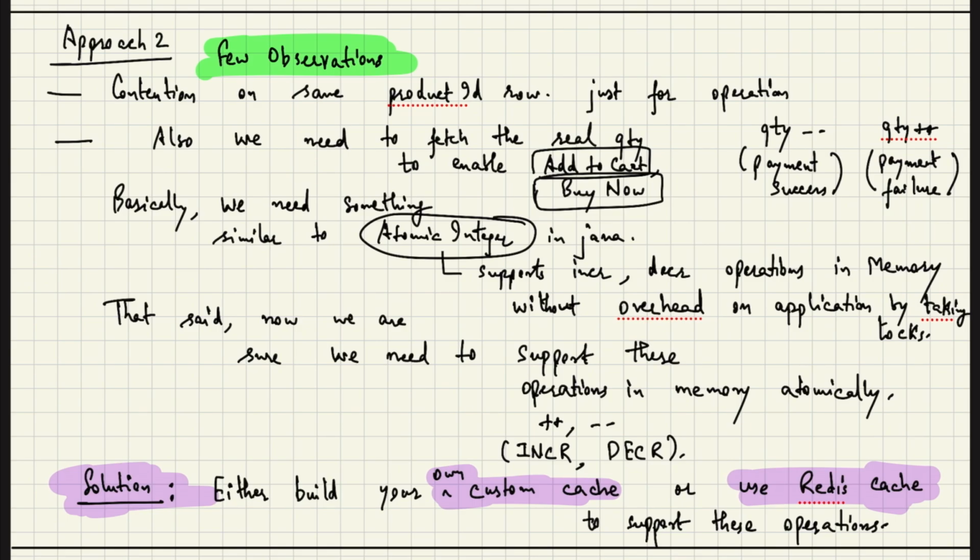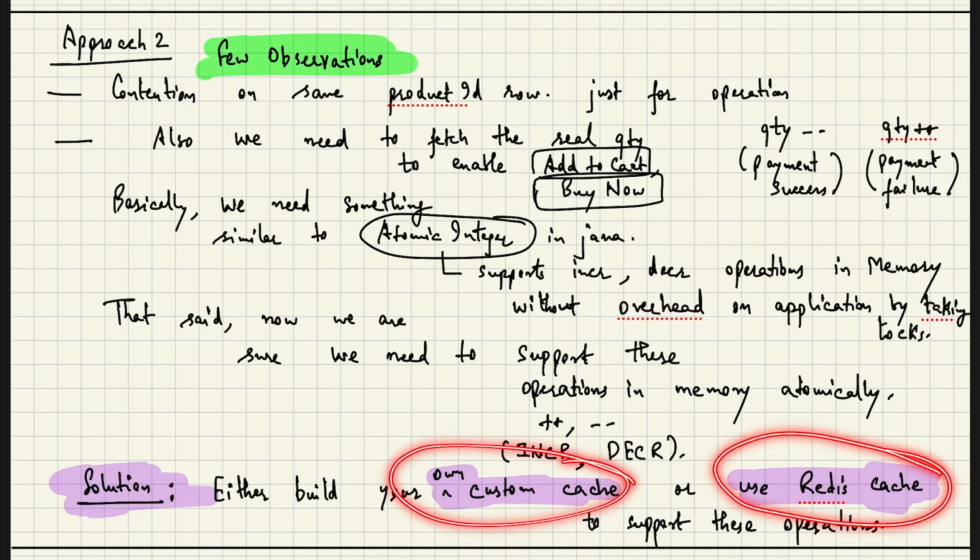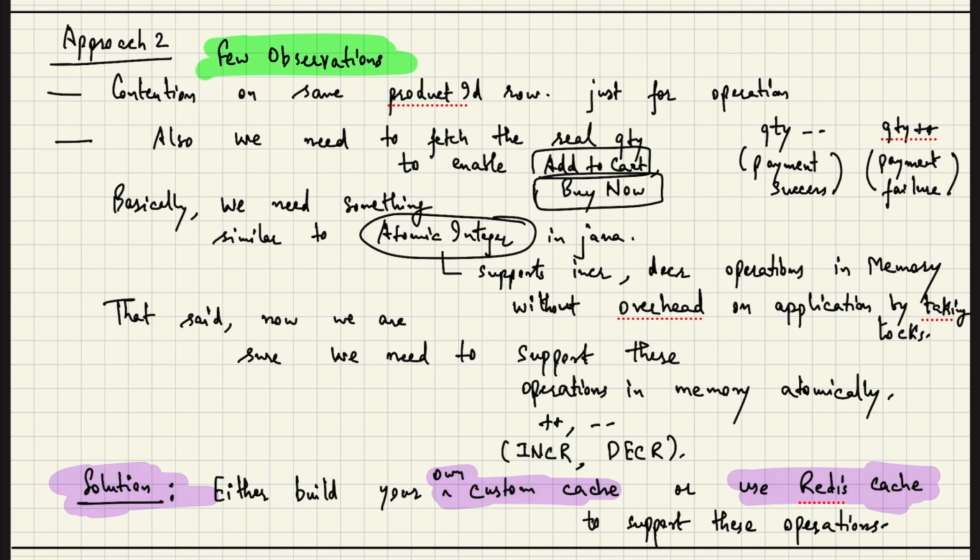Now another problem would come up: how do we ensure that this particular cache is consistent with the database table? That is a separate thing which we will look into later. But for now, for real-time inventory, we need something lightning fast that can be retrieved from the cache. So we can use this custom cache or Redis cache.